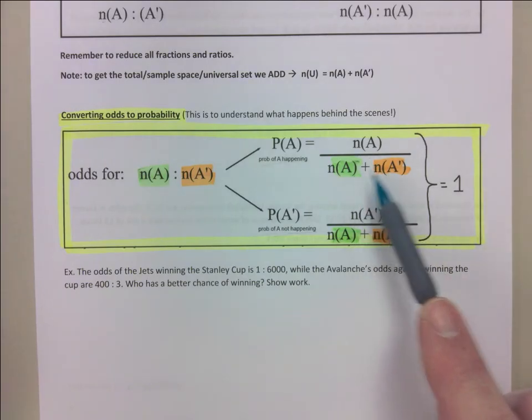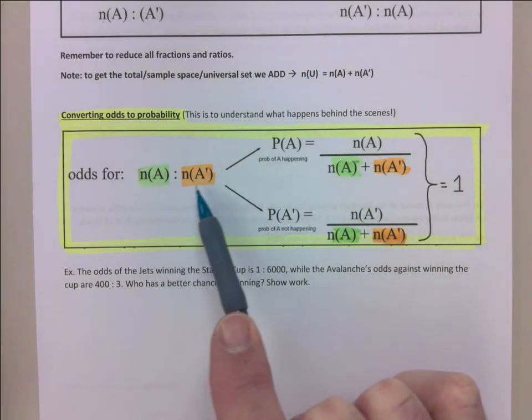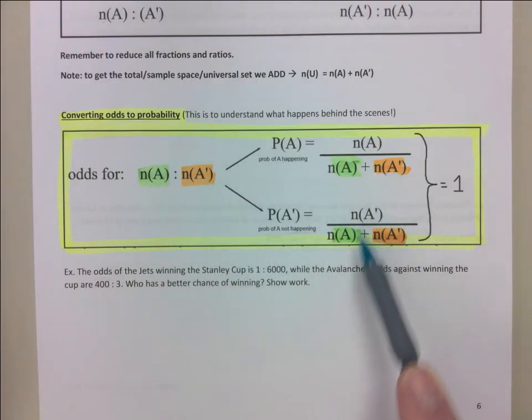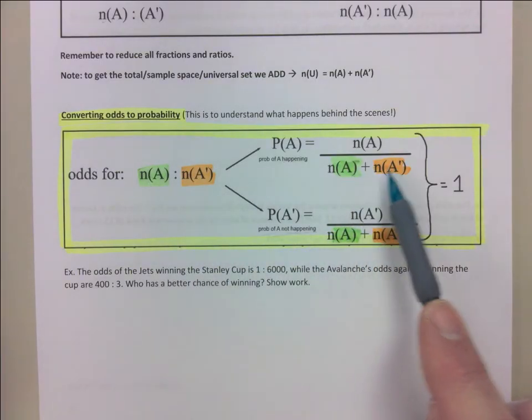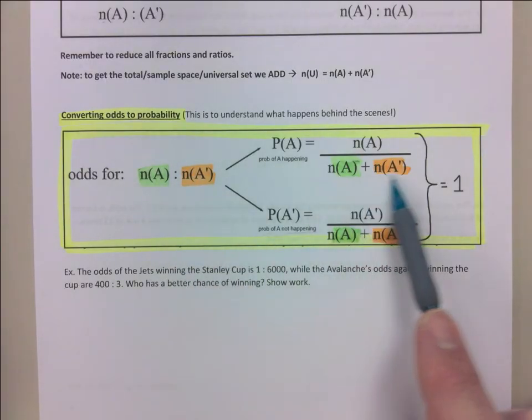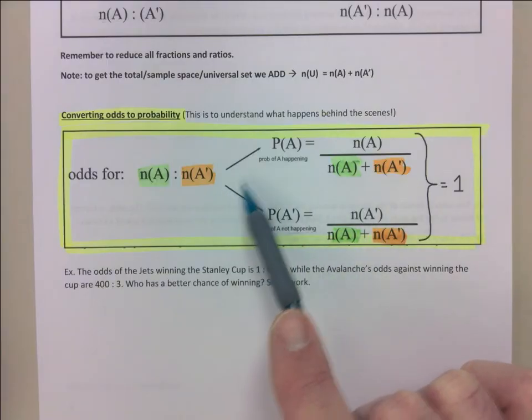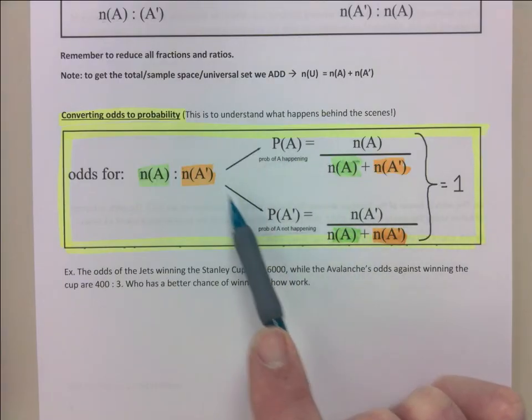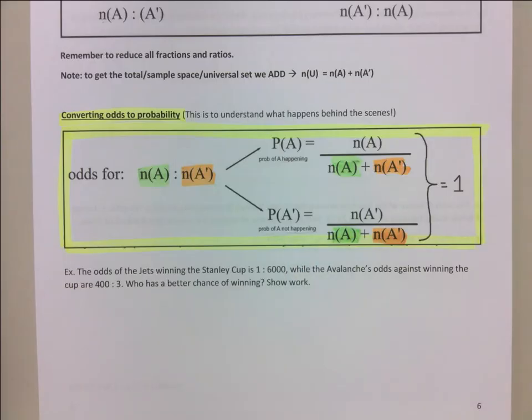You're going to add. So every time you go from odds to probability, the first thing you're going to do is add these two numbers up and put them in your denominator. Whether you're going to go probability of something happening or something not happening, it doesn't matter. You're going to add up the two numbers, okay, guys? Because that's going to give you your total. The next part is where you have to read carefully.